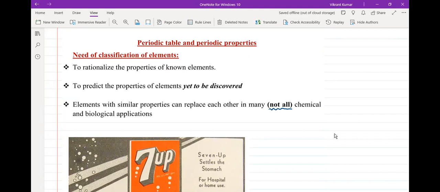So that was the message coming from this one, that in many applications but not in all the applications, and applications are mostly chemical and biological. You cannot use all the elements, but many of the elements can replace each other in terms of the applications of their properties. Is it okay? Clear point?